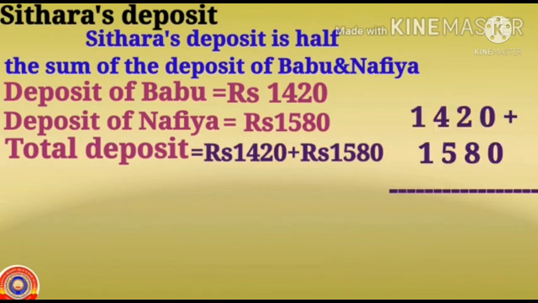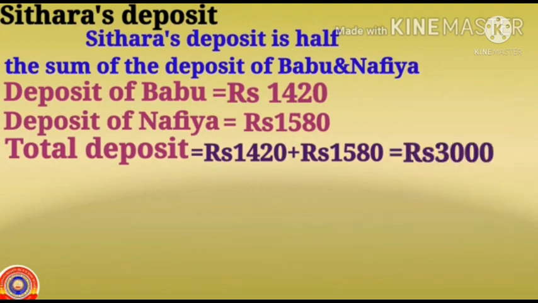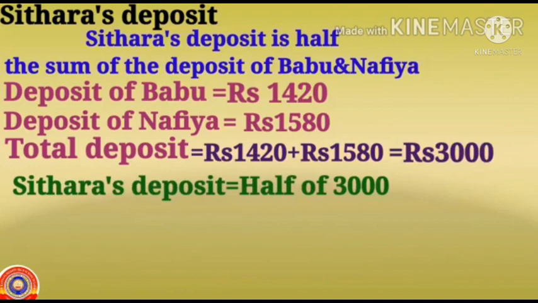1420 plus 1580. 0 plus 0, 0. 2 plus 8, 10. Write 0 here, 1 is the carryover. 4 plus 5, 9 plus 1, 10. Write 0 here, 1 is the carryover. 1 plus 1, 2. Plus 1, 3. 3000. Next, we have to take half of 3000.